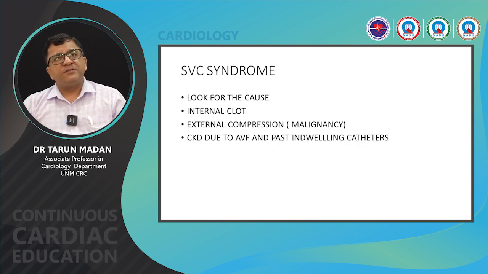Coming to superior vena cava syndrome, we should always look for the cause, whether there is intrinsic thrombosis or extrinsic compression. Extrinsic compression can be because of malignancy or any tumor. It can also occur in chronic kidney disease patients having a fistula in either the left or right upper limb, created for frequent dialysis. These patients have already received IJV cannulas, subclavian venous cannulas, or permacaths at some point, and because of chronic venous inflammation, they can develop SVC syndrome or innominate vein, axillary vein, or subclavian vein thrombosis.